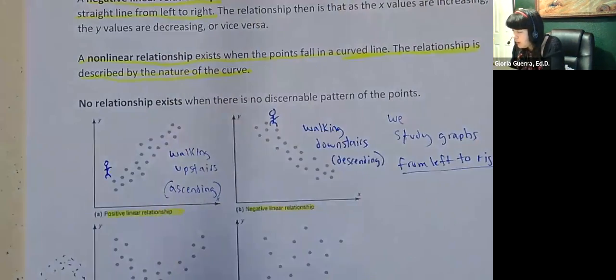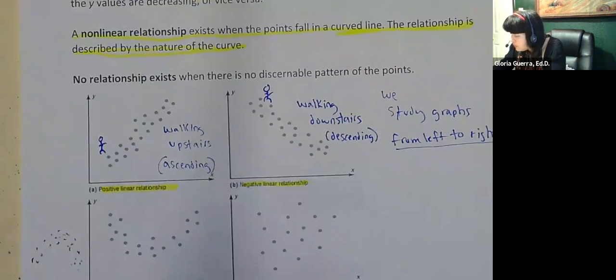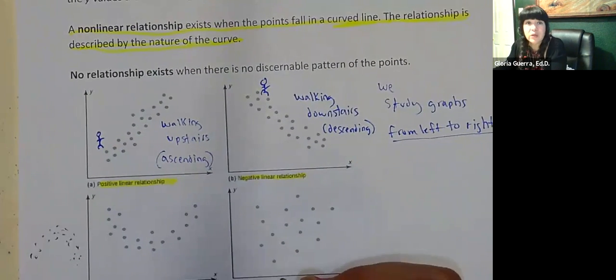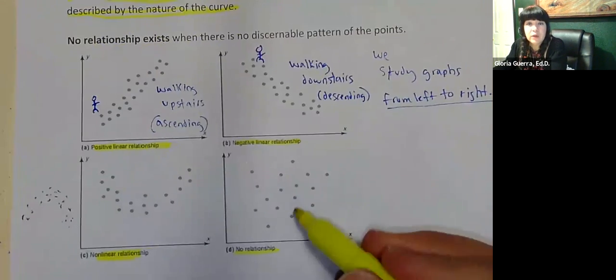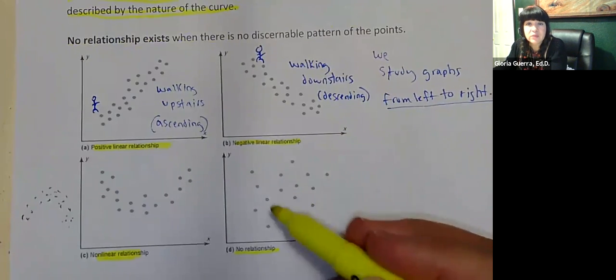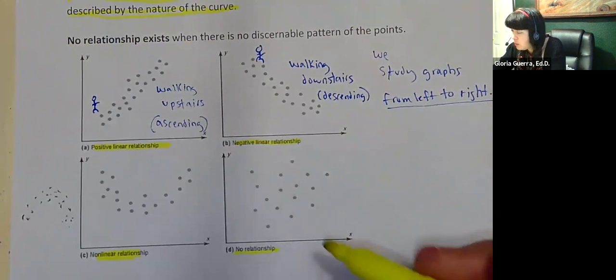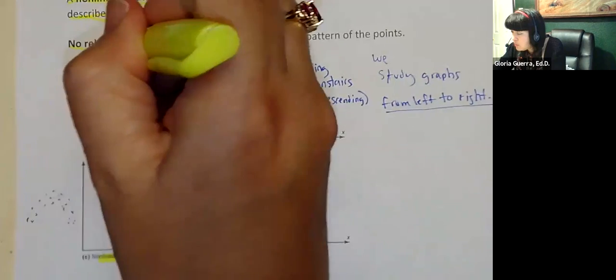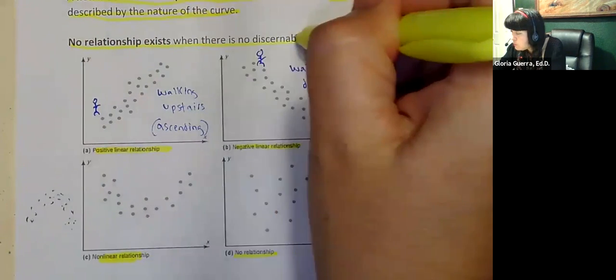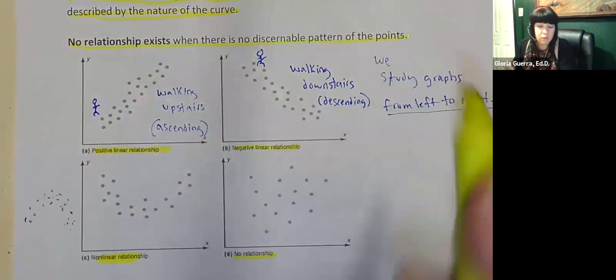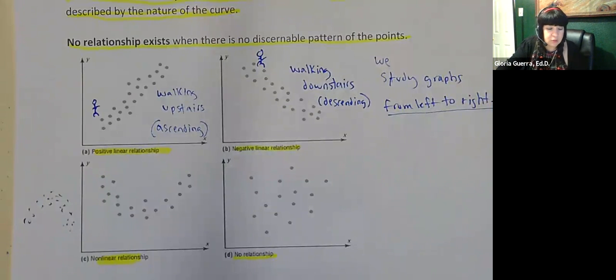Okay. And then the other thing that can happen is that there's actually no relationship here. The data points are like all over the place. So no relationship exists when there's no discernible pattern of the points. Okay, that's well said there.